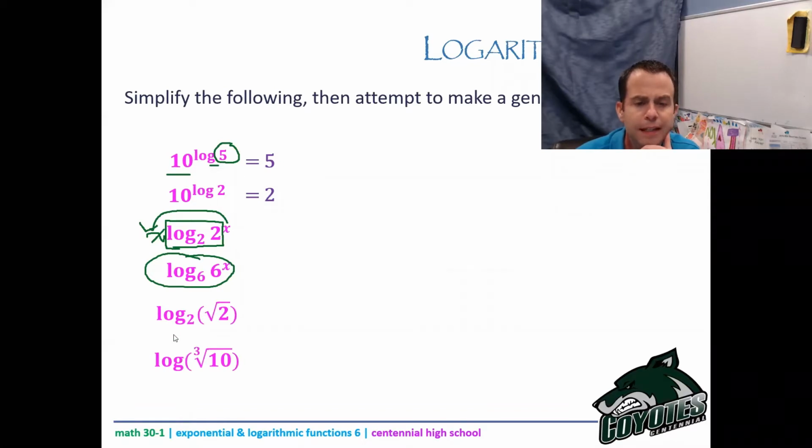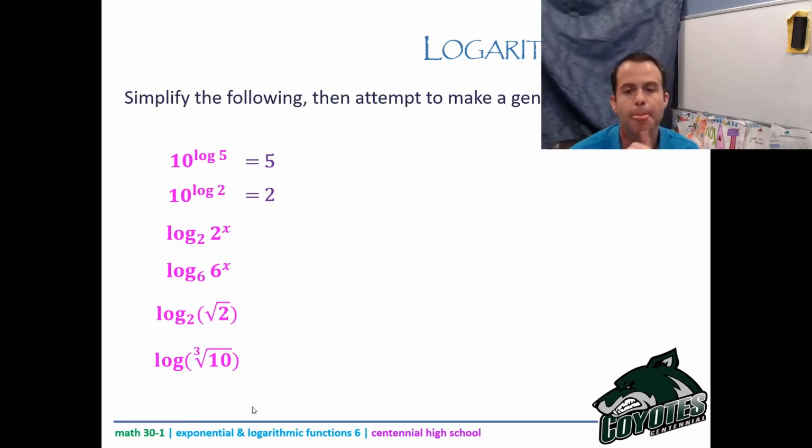And then down here, we have good old radicals. Remember that radicals can be written as fractional exponents. So you want to think about the root 2 here as 2 to the 1/2. And then the same thing from up here applies. That 1/2 can come to the front, and I'd be left with log base 2 of 2. And then that would just be half.